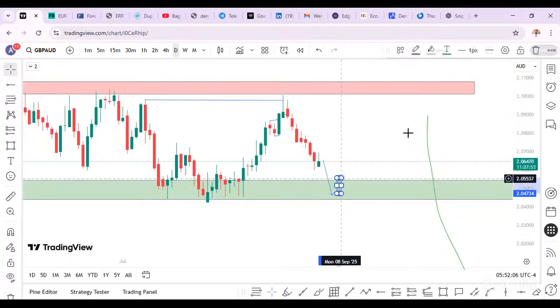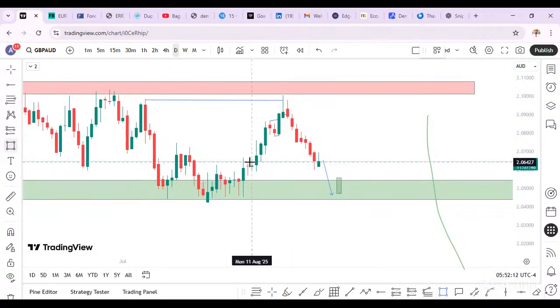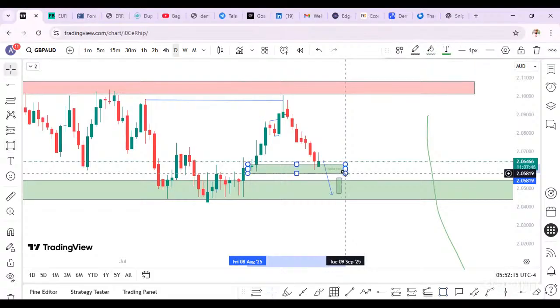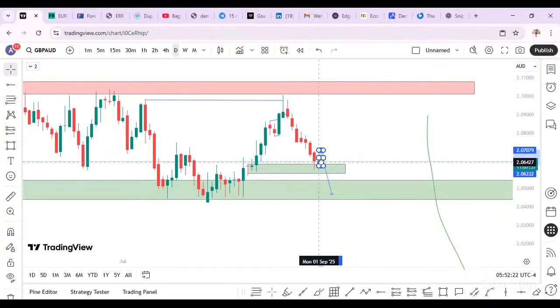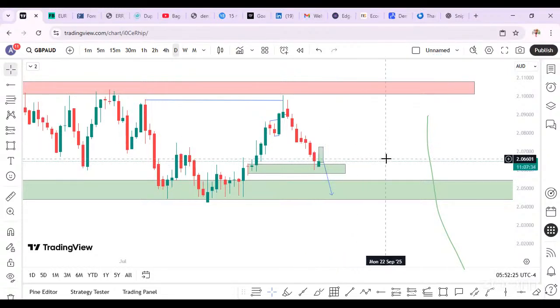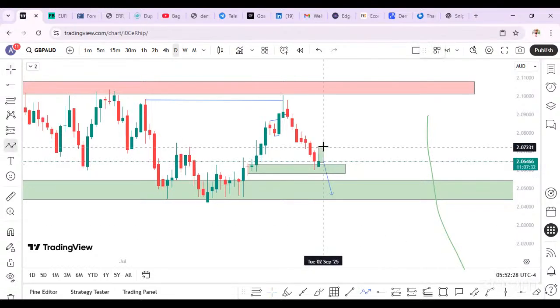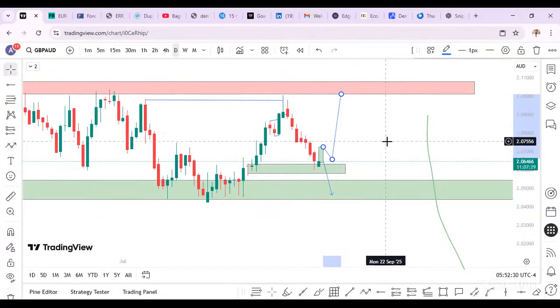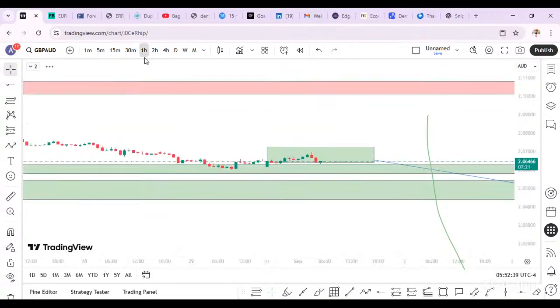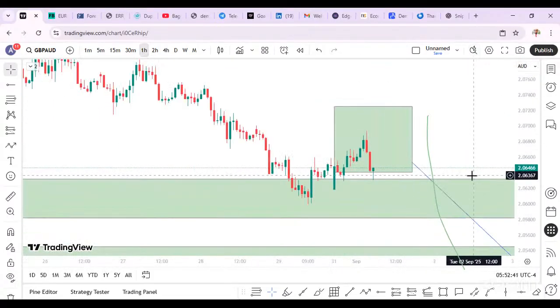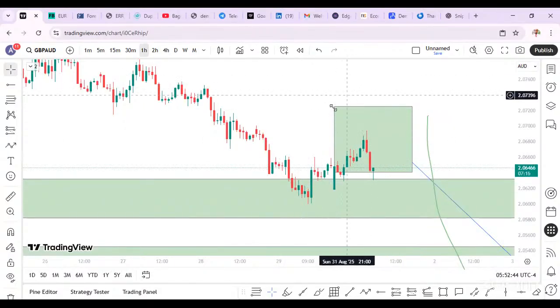Or if price fails to come down there, then there's a little demand there. If that demand holds price, then the same thing will happen. We need this last bearish candle, and we need a bullish candle to form here. From here, when we see it, we can now engage a buy. When this is formed, you can come to your 1 hour time frame, and you will now see a change of character in 1 hour.